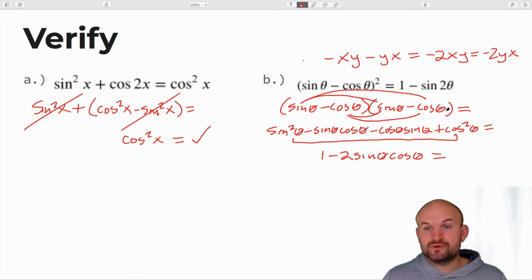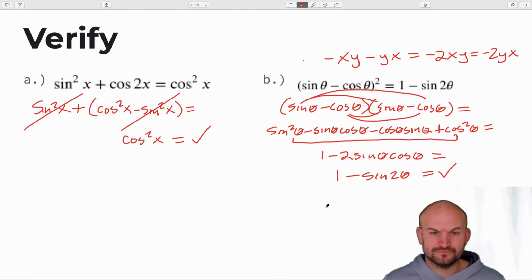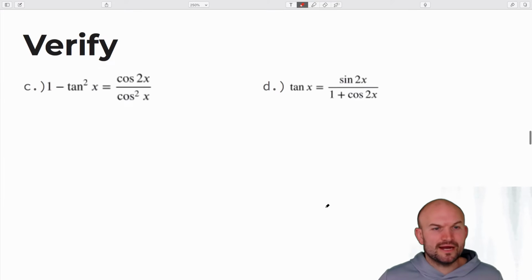Now what we do is we recognize that this is the double angle formula for sine, which is what we're looking for. So 1 minus sine of 2 theta. And there you go. All right, into the next one.